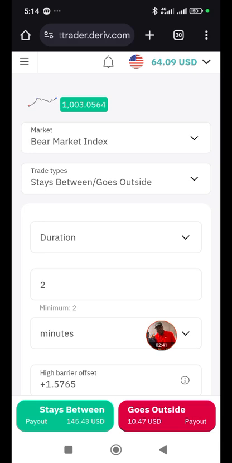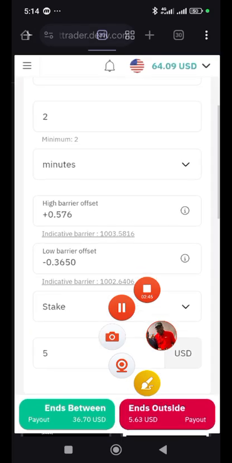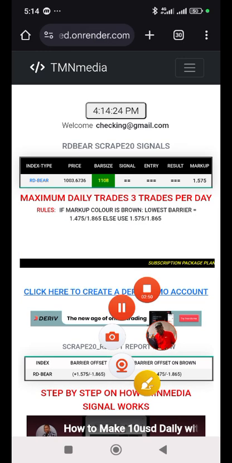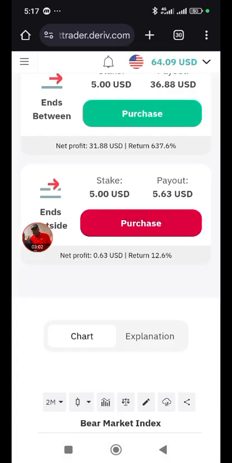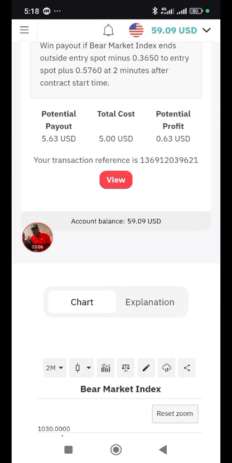So I'm going to wait for one signal. Let me see if there is any signal. Okay, there is no signal so far, so I'll wait. Once there is a signal, we're going to just place one trade. Just one trade. Okay, I want to make an entry here. I just made one entry.